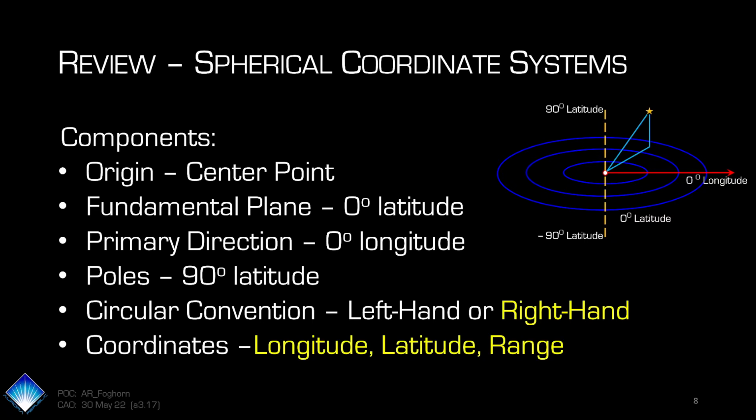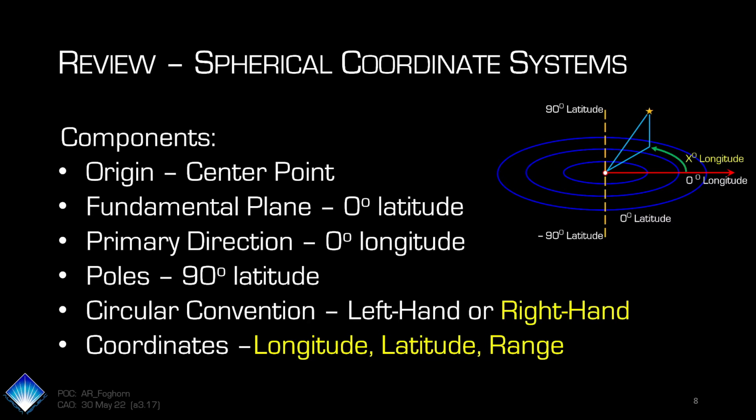Which brings us to the coordinates themselves. The three coordinates used to describe the location of something in three-dimensional space using a spherical coordinate system are longitude, latitude, and range, and in that order. This is likely different than what you are used to hearing. In this example, we will use a right-hand system.